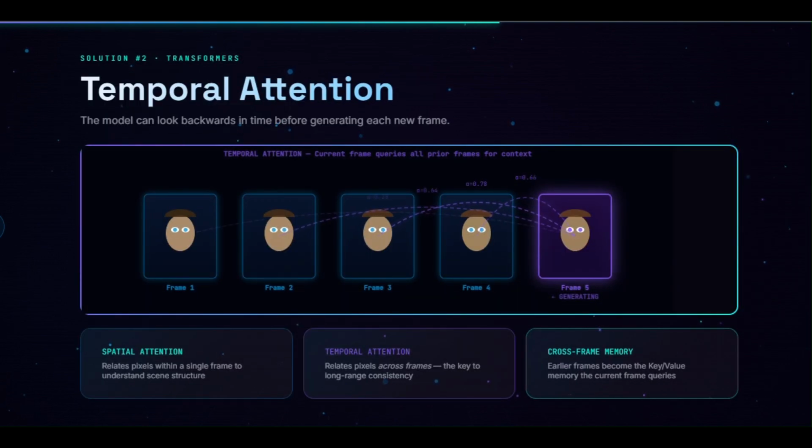Optical flow helps with motion, but what about memory? What if a second character appeared several seconds ago? How does the model remember what they looked like? That's where temporal attention comes in.